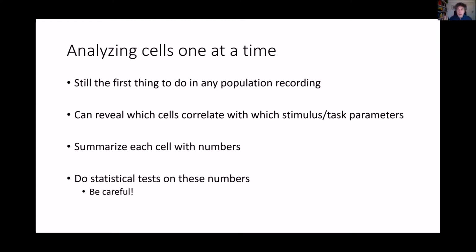First, because it'll help you be aware of any bugs or problems in your recording, or with the timing or whatever. But second, because you get a real intuition for what's going on by looking at single cells. So the basic workflow is that you would get your cells, make some plots to see which cells correlate with which stimulus or task parameters, summarize each cell with a number, say its sensory tuning, and then do statistics on these numbers. But you have to be careful, and I'll explain why, that when you've got large numbers of cells, statistical pitfalls await.